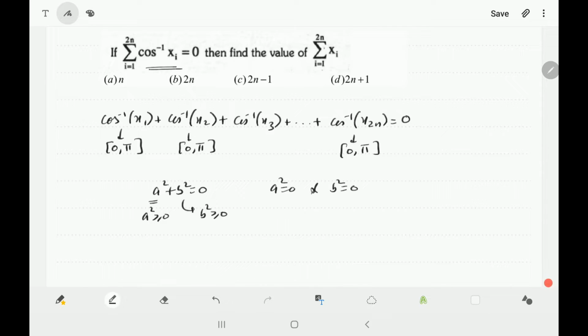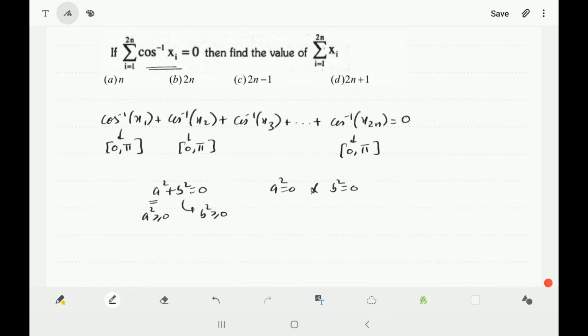So the minimum value of a square is 0 and the minimum value of b square is 0. Okay, so these two terms on addition will give 0 if and only if a square is also 0 as well as b square is also 0, which implies a is 0 as well as b is 0. So I am just giving you an example. If suppose a function has a minimum value, say alpha, and the other function has a minimum value beta, so their sum will be alpha plus beta only if those two functions will take their minimum values alpha as well as beta respectively.